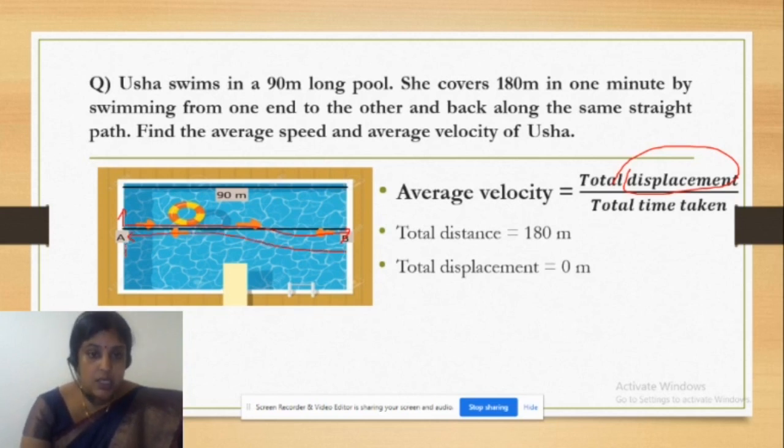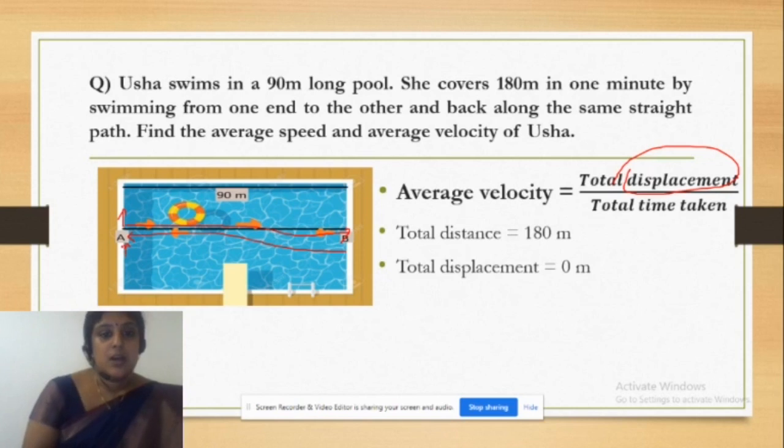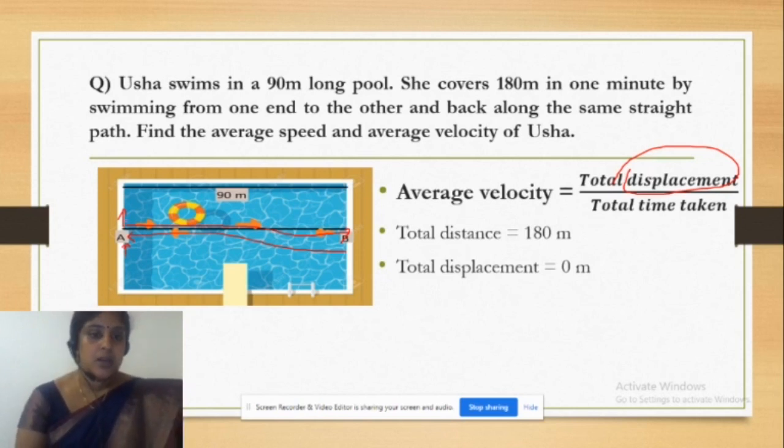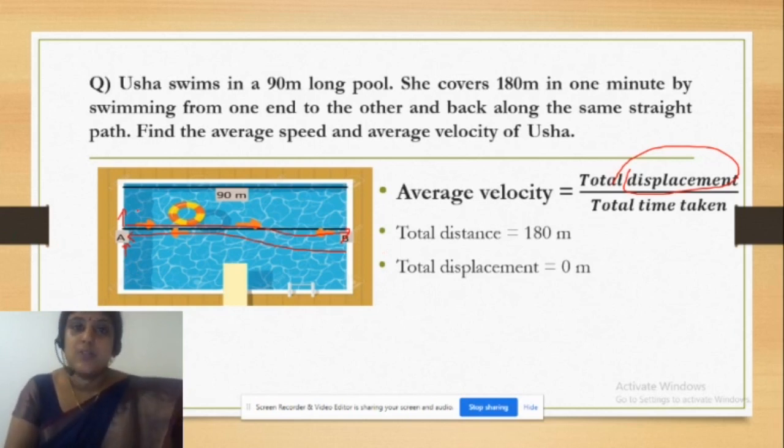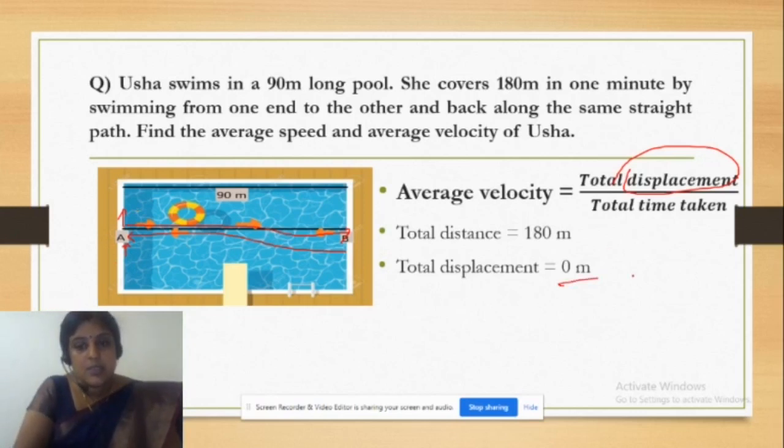So here the initial and final position is what? Same. Point A itself. So what is the total displacement here? It is 0, right? The initial and final position is the same, so the shortest distance between those points is 0 itself. So the total displacement is 0 meter.